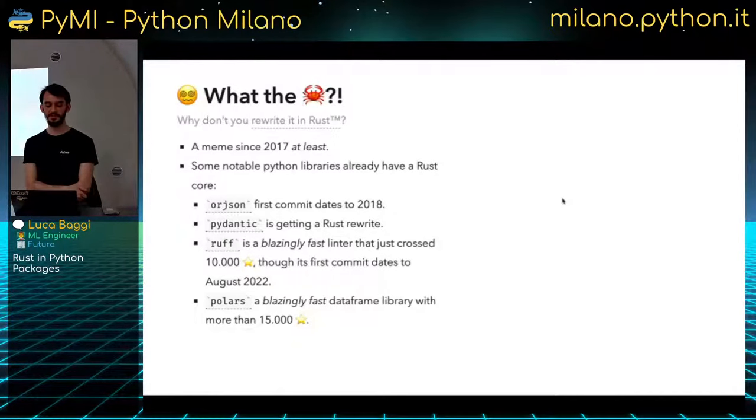orjson is the least suspected one, but it was actually built in 2018. So there have been Rust packages built inside Python since 2018 at least, which is, I would say, remarkable given that the recent hype about Rust has been developing over the last year or two, mainly because libraries such as Pydantic, which is a runtime validation library for Python code that is used by FastAPI, is being rewritten. It's getting a Rust rewrite in version 2.0, which should be completed around the end of the month or so.